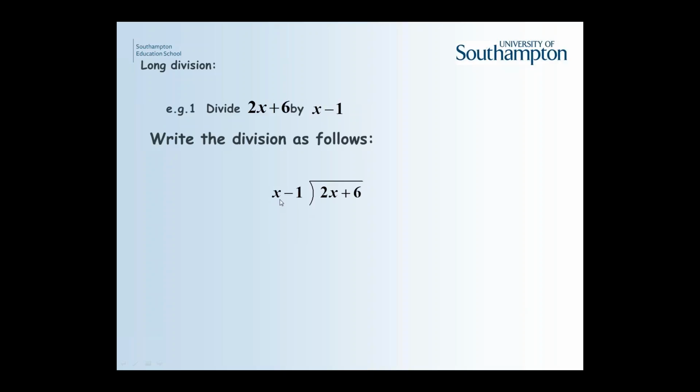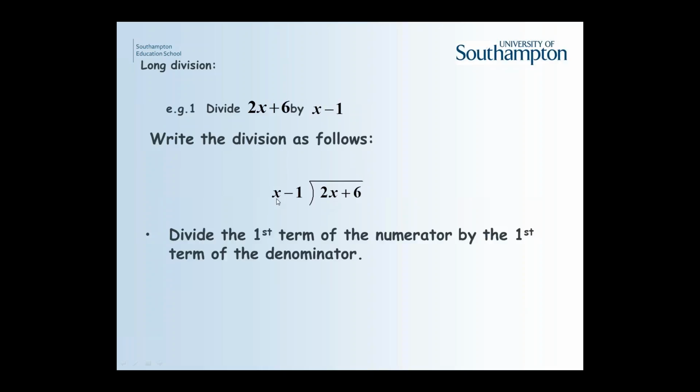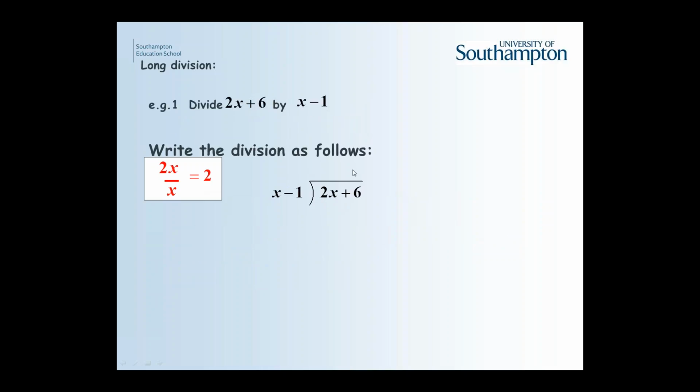So I tend to just teach this. How many times does x go into 2x? 2 times. So we're just using the first term of this, going into the first term of that. I say numerator and denominator because we could just write this as a fraction, 2x plus 6 over x minus 1. So 2x over x is 2. We just write that generally above the number.